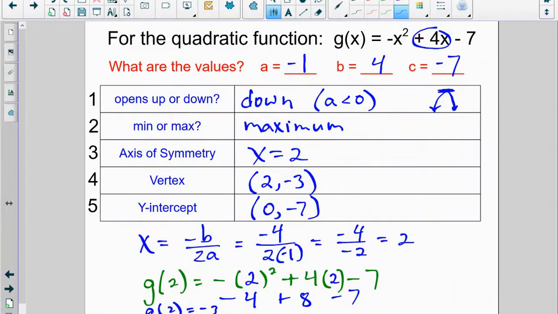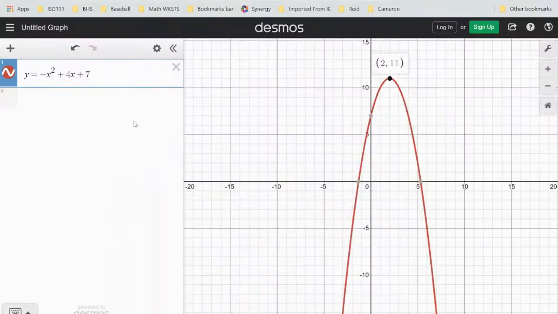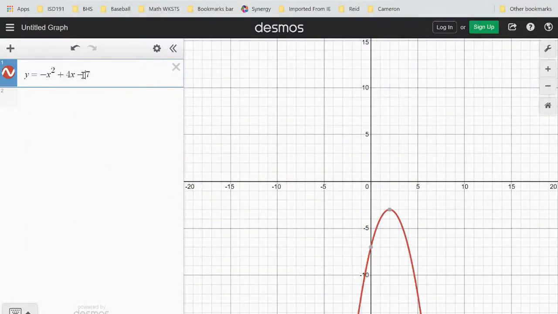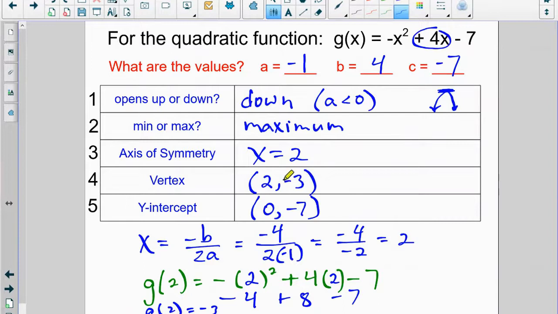Something's not matching. Oh, negative 7, not positive 7. That's where I messed up. Whew. I thought I did something else wrong. There it is. There's my vertex at 2, comma, negative 3. If we double check what we solved here, yes, it is at 2, comma, negative 3.